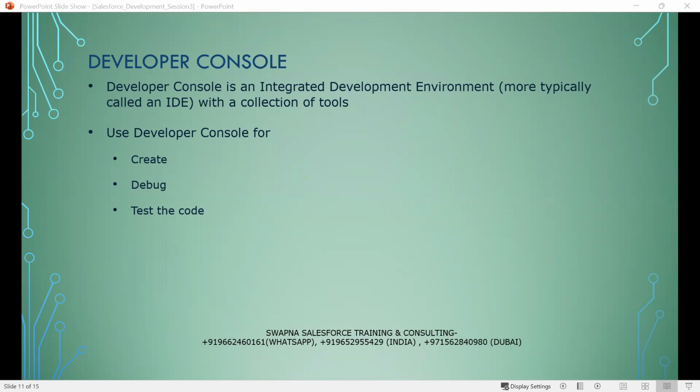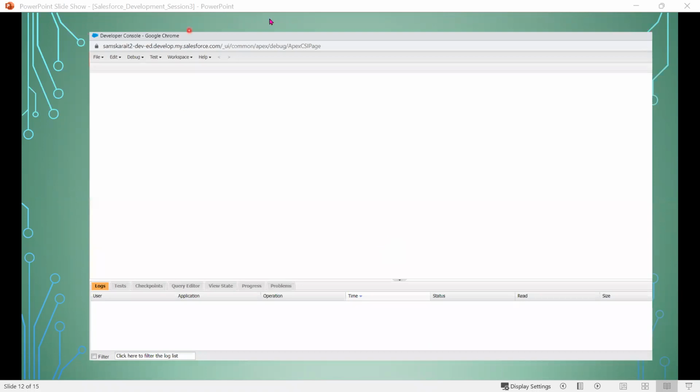Right? So we can test our code. We can create programs, we can modify them, we can debug the logic, and we can test the code. Everything is done in the developer console. Now in developer console, this is how it looks.